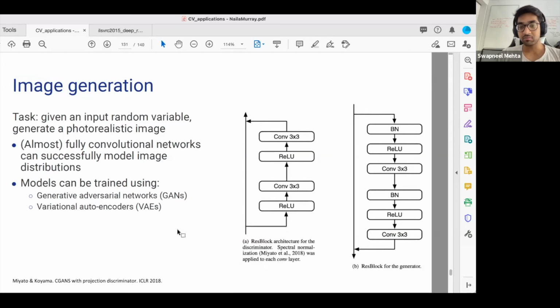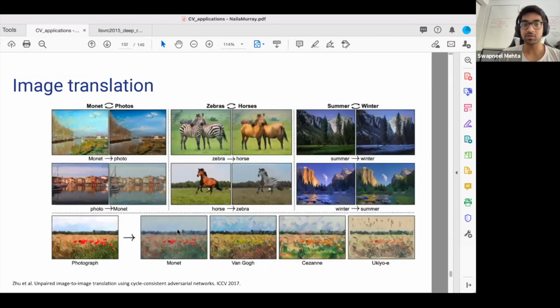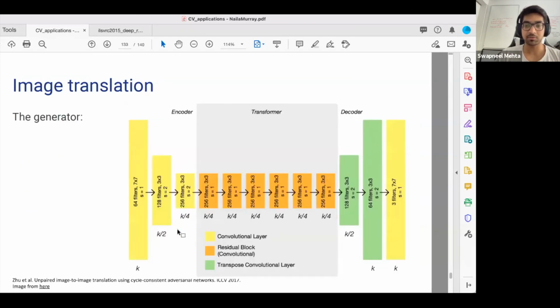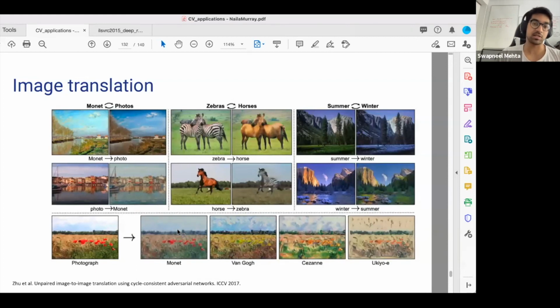The takeaway, I don't think there is stuff I want to say about this. I think there was stuff I wanted to say about something else. Yeah, okay. So image translation, this is where it comes.